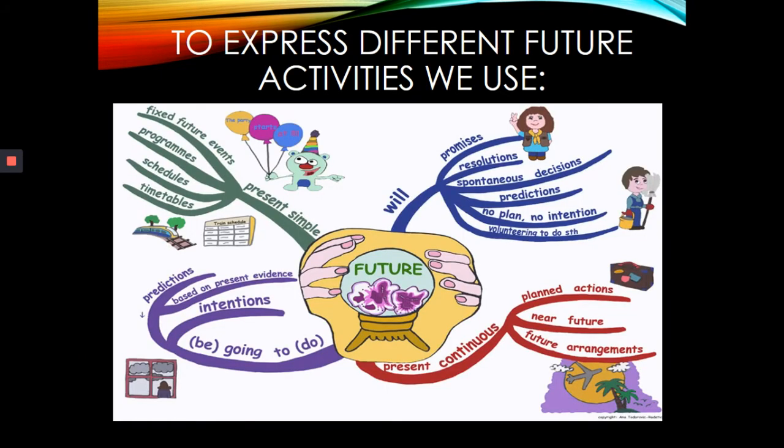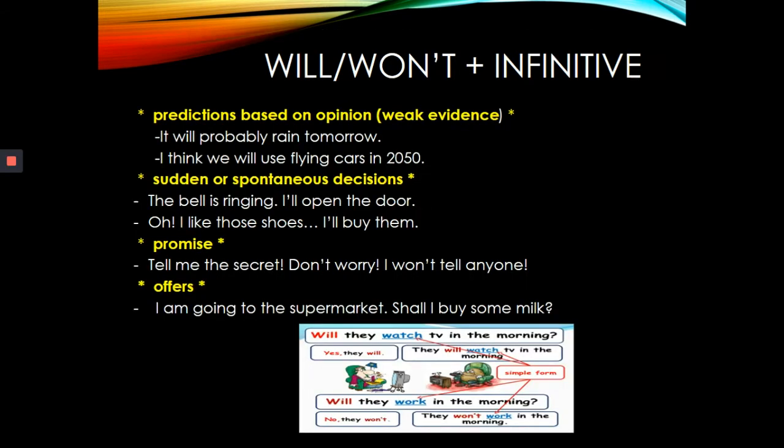Future we can express with one of the following tenses: will, present simple for future, be going to structure, present continuous, and tenses that I have already mentioned that we will pay special attention to. So let's start with will or won't for negative sentences.